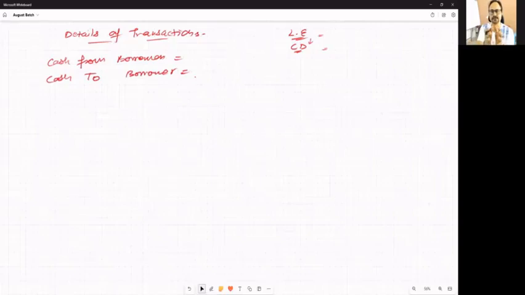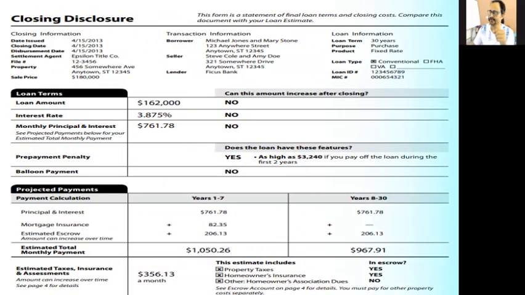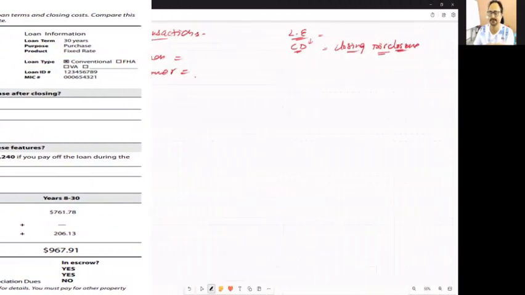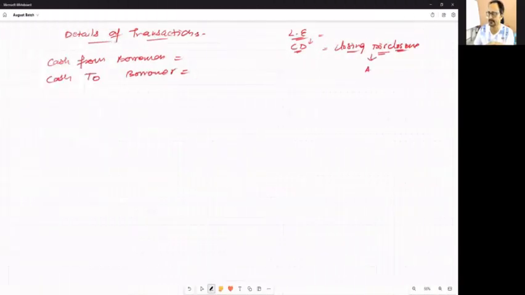Now, all the fees that were finalized on the LE will be shifted to a new document that is called the closing disclosure, right? In the closing disclosure, all the fees and what cash needs to be paid to different parties, everything will be disclosed here in this CD. This initial copy of the CD will be created in the system and will be sent to the attorney, meaning the title company.